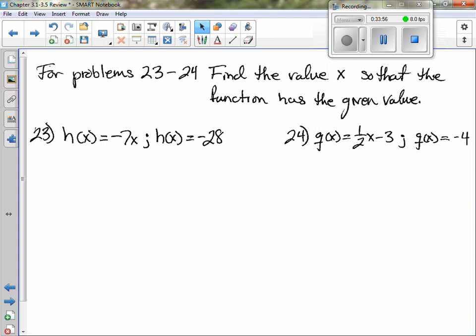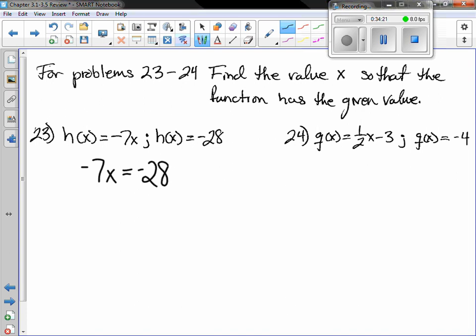Let's do these two here. And this will probably be the last two that we do today because the bell's about to ring in about 7 minutes, 10 minutes. Now these two here, find the value of x so that the function has the given value, so that the function equals this number. So for 23, we're trying to find out what value of x will make negative 7x equal negative 28. We're trying to find out what value of x will make this happen, will make this work. So really what we're saying is solving this equation for the value of x.